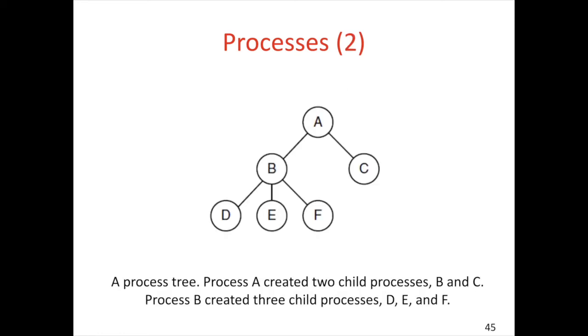Here an example of a process tree is shown. Process A created two child processes, which are B and C, and then process B created three child processes, which are D, E, and F.